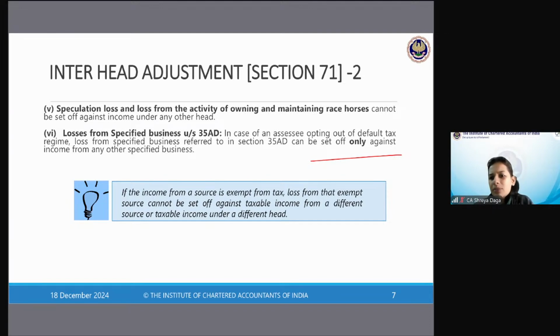Can business loss be set off against STCG, LTCG of equity shares gains? Yes, it can be, because business loss cannot be set off only against salary income. It can be set off if it's a normal business loss, not speculative or specified.